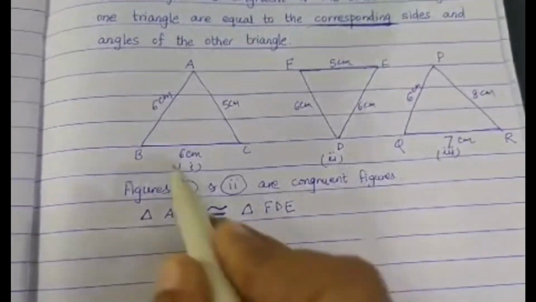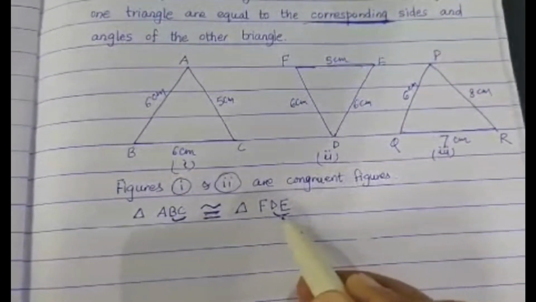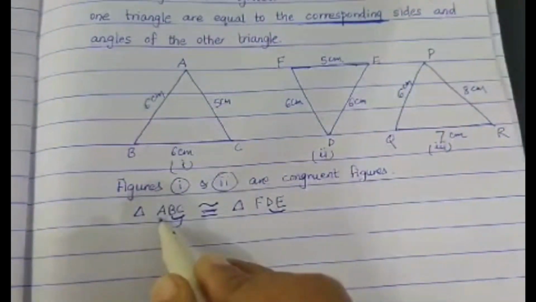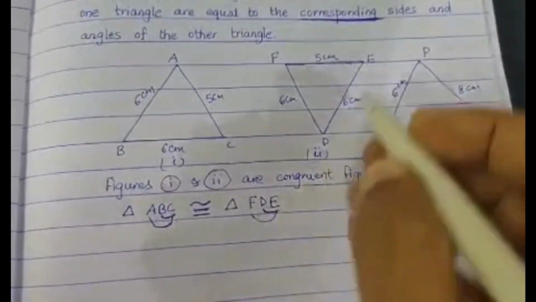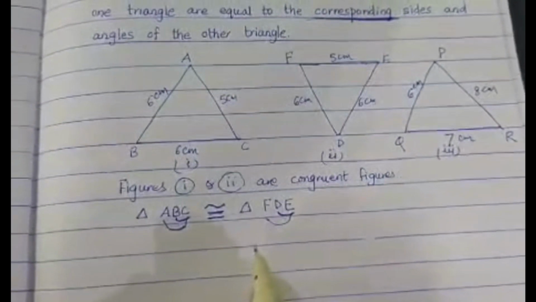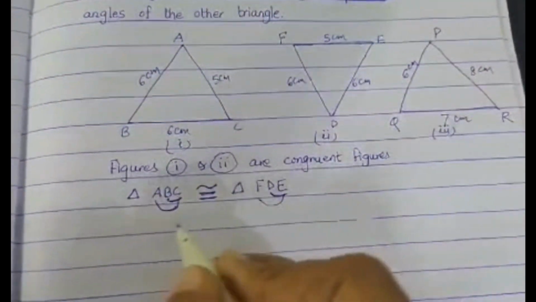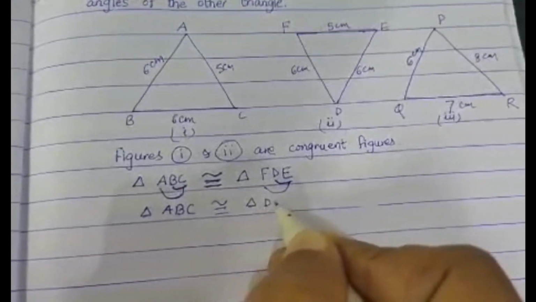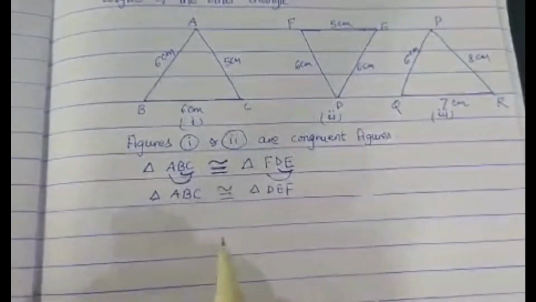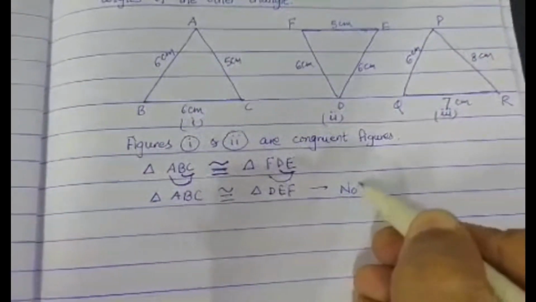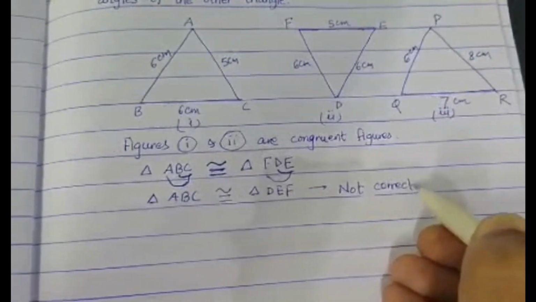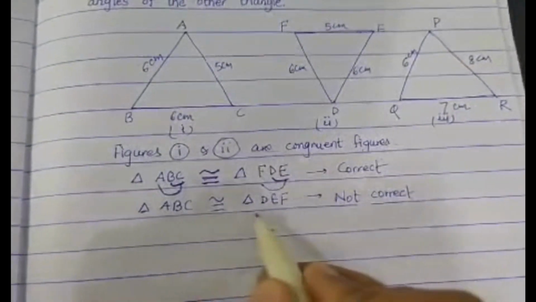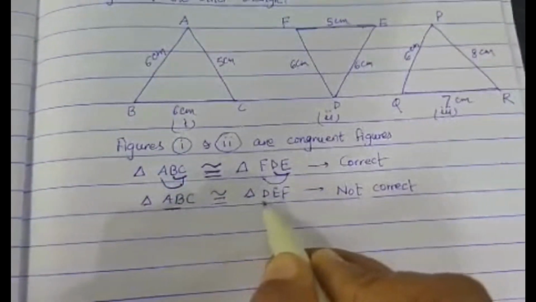Suppose this BC is having 6 centimeter. Here DE is having 6 centimeter. Now AC or CA, so here it will be EF, it is having 5 centimeter. So the corresponding sides have to be equal. If you write triangle ABC is congruent to triangle DEF, then it is not right, it is not correct. Because when you say ABC is congruent to DEF, AB has to be corresponding sides.